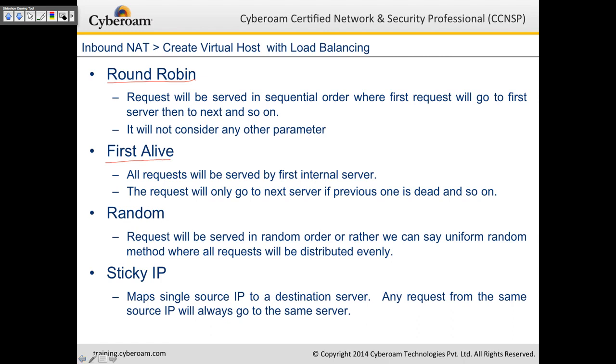The third algorithm is random, wherein the requests will be served in a random order, or rather we can say a uniform random method, where all requests will be distributed evenly. So it's the same as round robin, but the requests are distributed evenly. So it's an equal distribution of load among all the servers. And the last one is sticky IP, wherein it maps a single source IP to a destination server. Any request from the same source IP will always go to the same server.